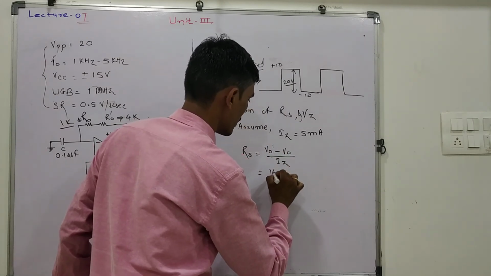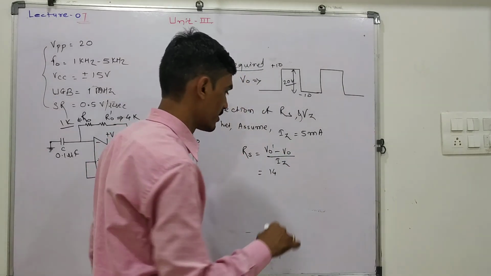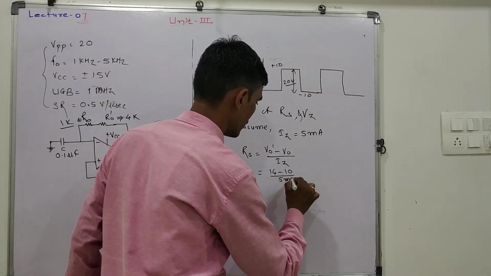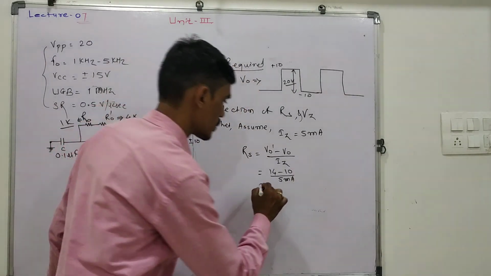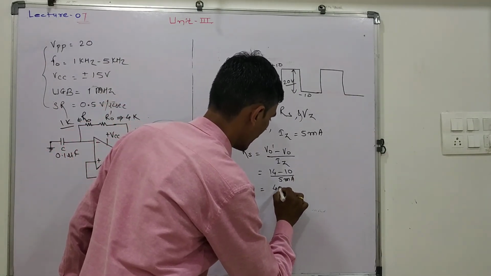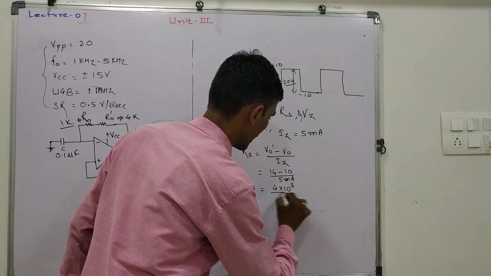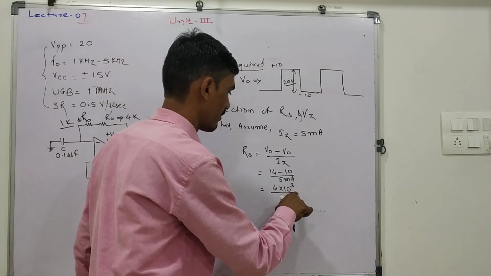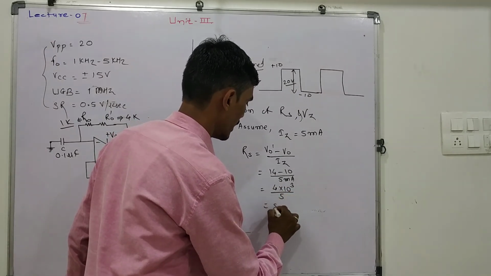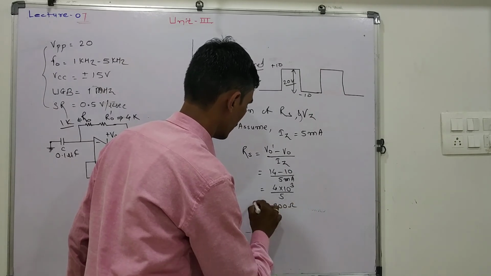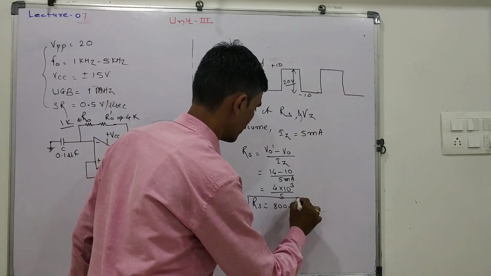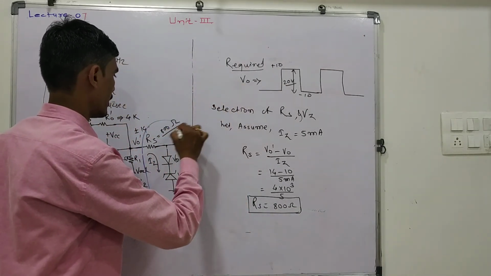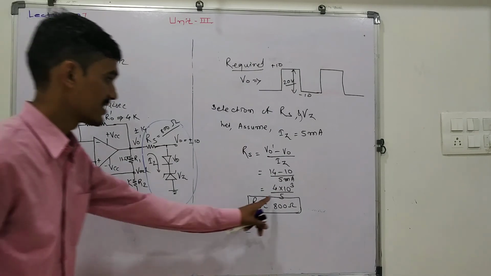So VO dash, we are calculating for the positive voltage. So 14 minus 10 divided by 5 milliampere. So it is 4 divided by 5 into 10 raised to power minus 3, that is, 4 into 10 raised to power 3 divided by 5. So it is 800 ohm. So this is the design value of RS. So RS is nothing but 800 ohm.